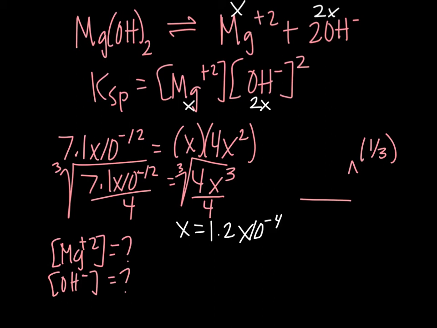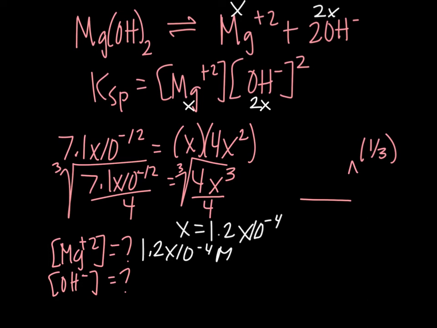Okay? That is what you should get for x. All right, so then we go back. If this is x, x represents magnesium. So therefore, that is the concentration for the magnesium: 1.2 times 10 to the negative 4 molarity.